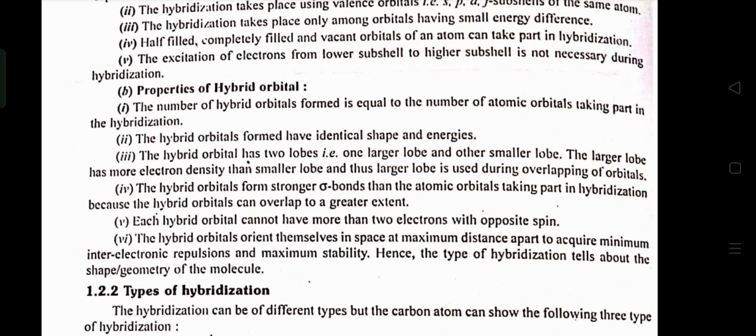The hybrid orbitals form stronger sigma bonds than the atomic orbitals taking part in hybridization because the hybrid orbitals can overlap to a greater extent. Each hybrid orbital cannot have more than two electrons with opposite spin. The hybrid orbitals orient themselves in space at maximum distance apart to acquire minimum interelectronic repulsion and maximum stability. Hence, the type of hybridization tells about the shape and geometry of the molecule.